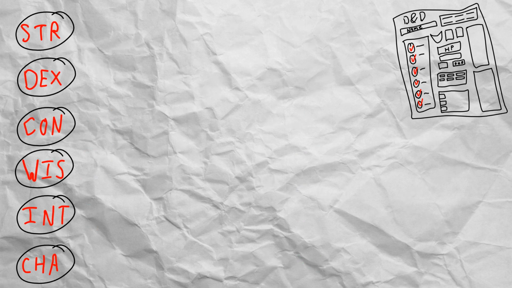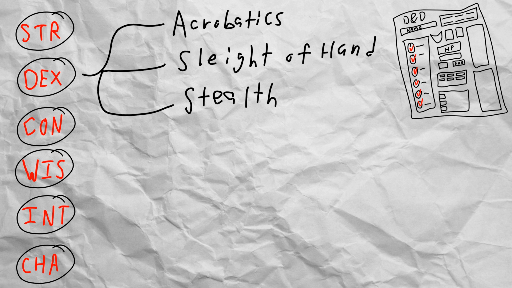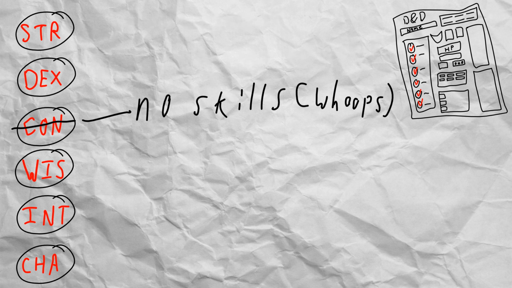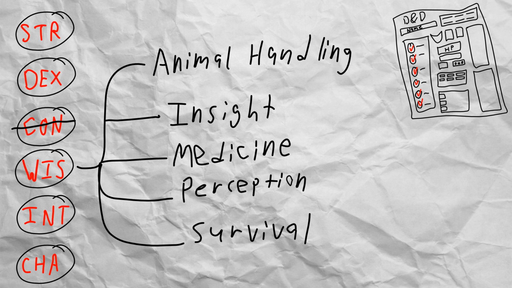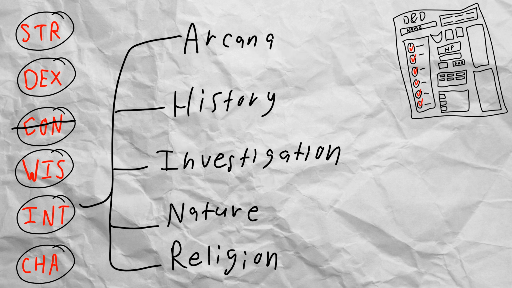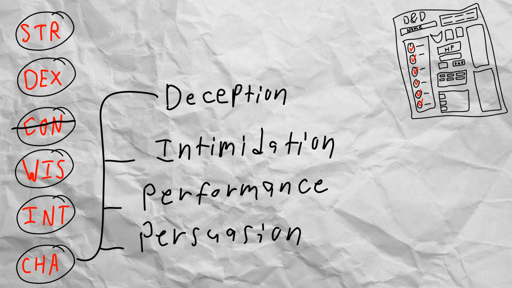Now let's talk about the skills of D&D. They are connected to one of the 6 ability scores and serve to give additional modifiers to specific situations that you may encounter. They are to the right of your ability scores, and they have brackets that tell you which ability score modifiers they use.